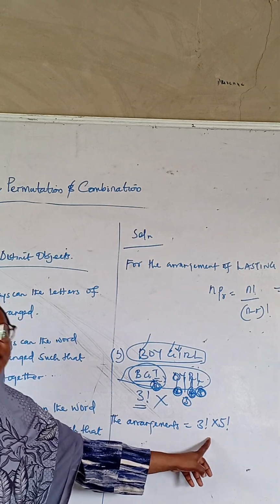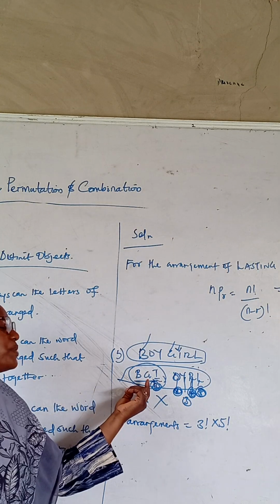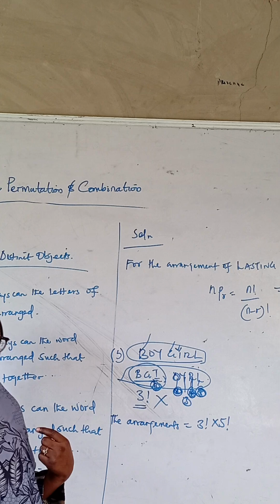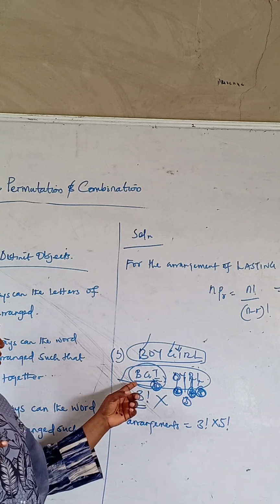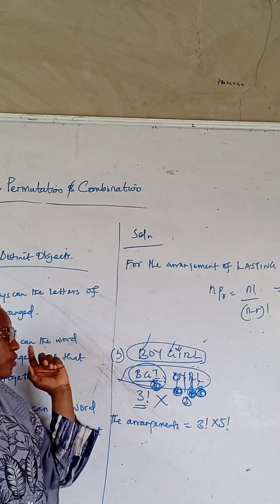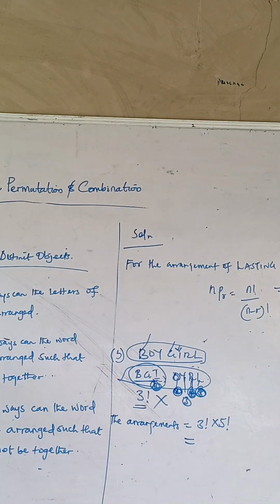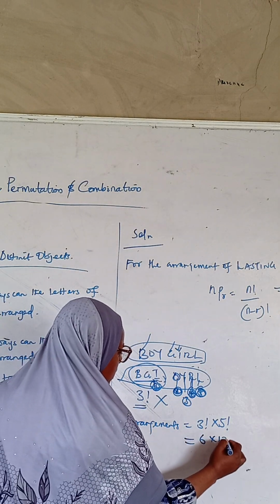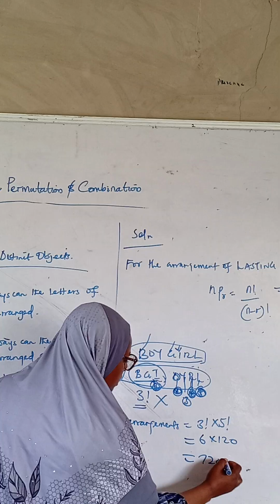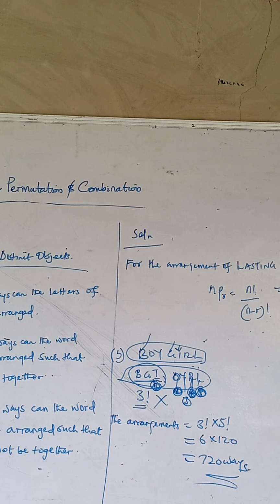You write 3 factorial times how many letters are left. When you are considering the number of letters that are left to be arranged, you now count BGI as 1 letter. And then you count the others: BGI 1, O 2, Y 3, R 4, L 5. So 3 factorial times 5 factorial, what will it give us? This is 6 times 120. That's going to give us 720 ways. I want to believe this is very clear.